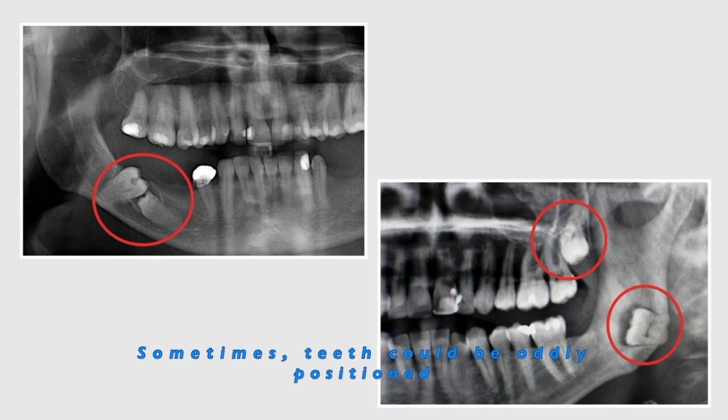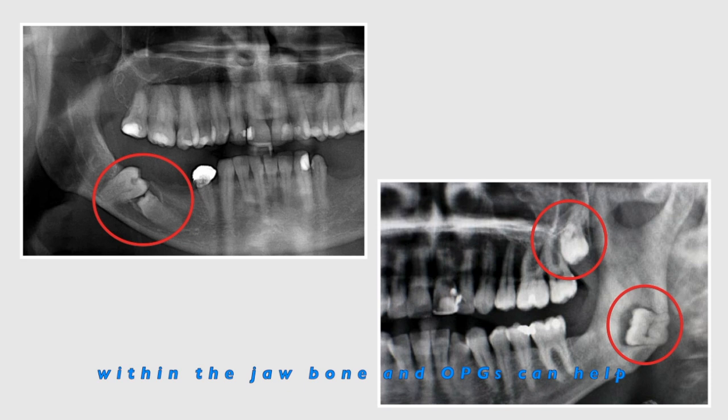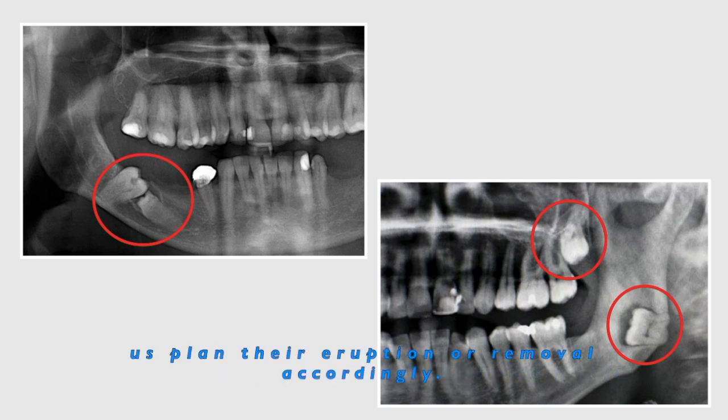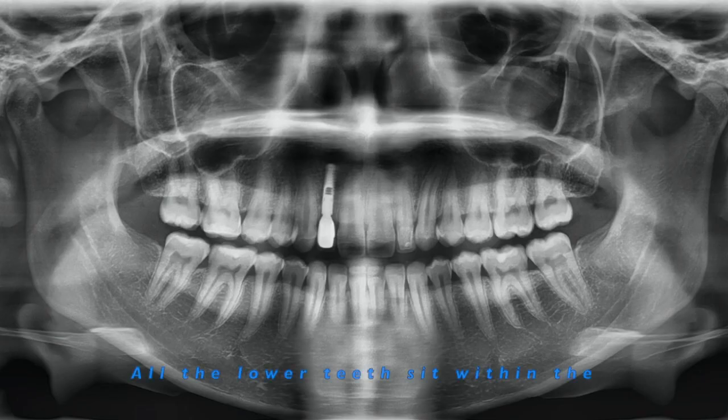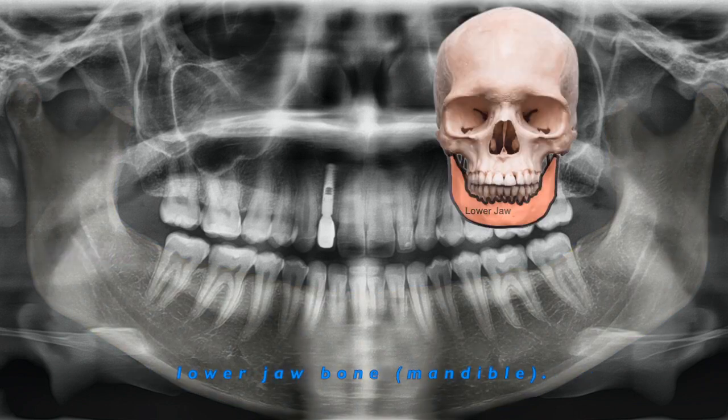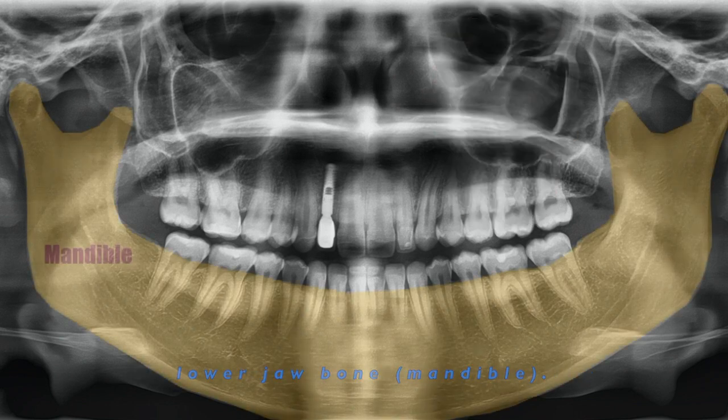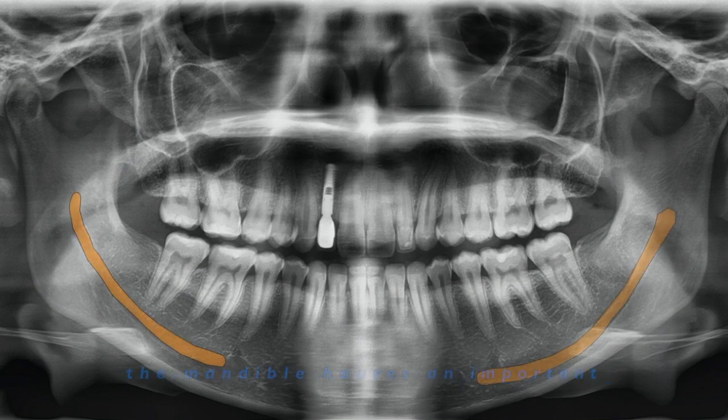Sometimes, teeth could be oddly positioned within the jaw bones, and OPGs can help us plan their eruption or removal accordingly. All the lower teeth sit within the lower jaw bone, known as the mandible. A canal-like structure running through the mandible houses an important nerve which is responsible for the sensory supply to one half of the lower jaw.